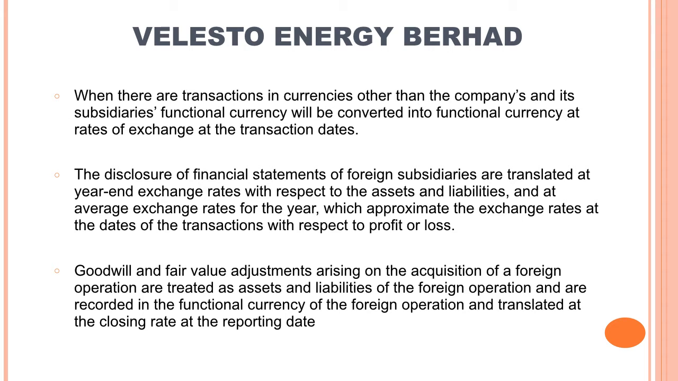Next is foreign operation by Velesto Energy Berhad. Transactions in currency other than the functional currency of the company and its subsidiaries will be converted into functional currency at rates of exchange at the transaction dates. The financial statements of foreign subsidiaries are translated at year-end exchange rates with respect to the assets and liabilities, and at average exchange rates for the year, which approximate the transaction rates.